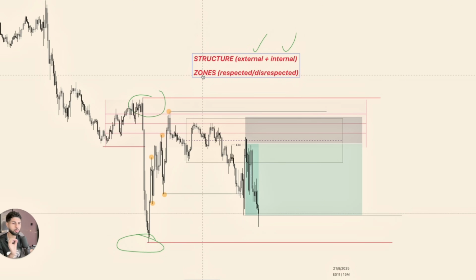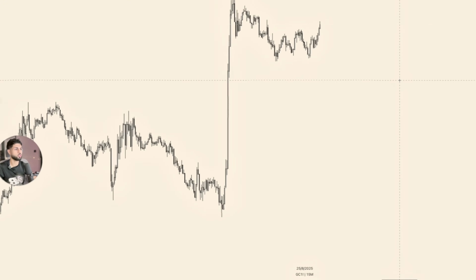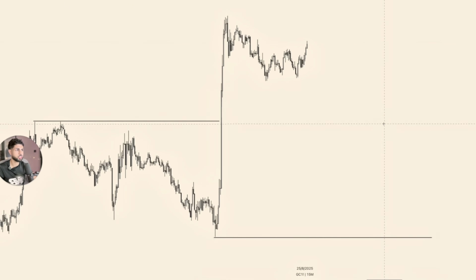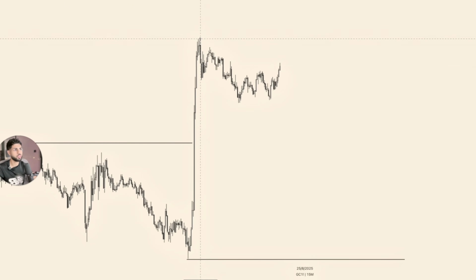A bit more complicated, but so nice when you really understand what price is doing. So using the same logic here, let's start with external structure. You can see we are very bullish on this gold. Yesterday we had this high, we candle closed above, we had these protected lows, and we now have this high up here. So externally, we are trading between this low and this high, giving us a very bullish bias.